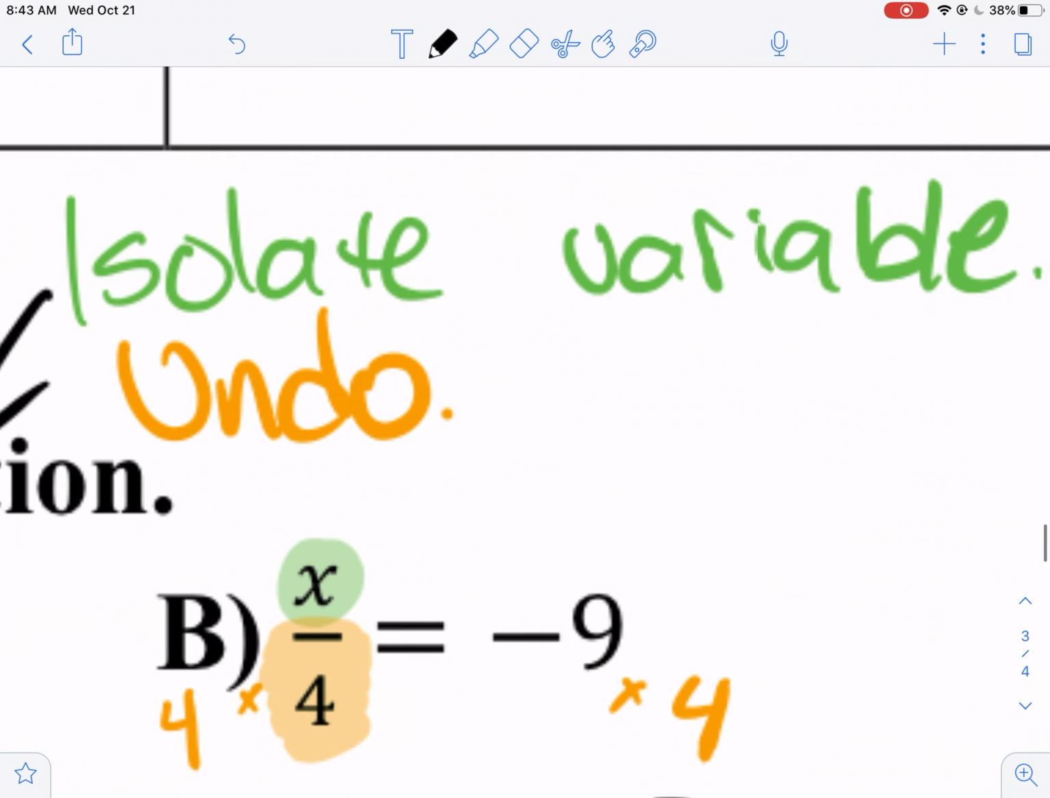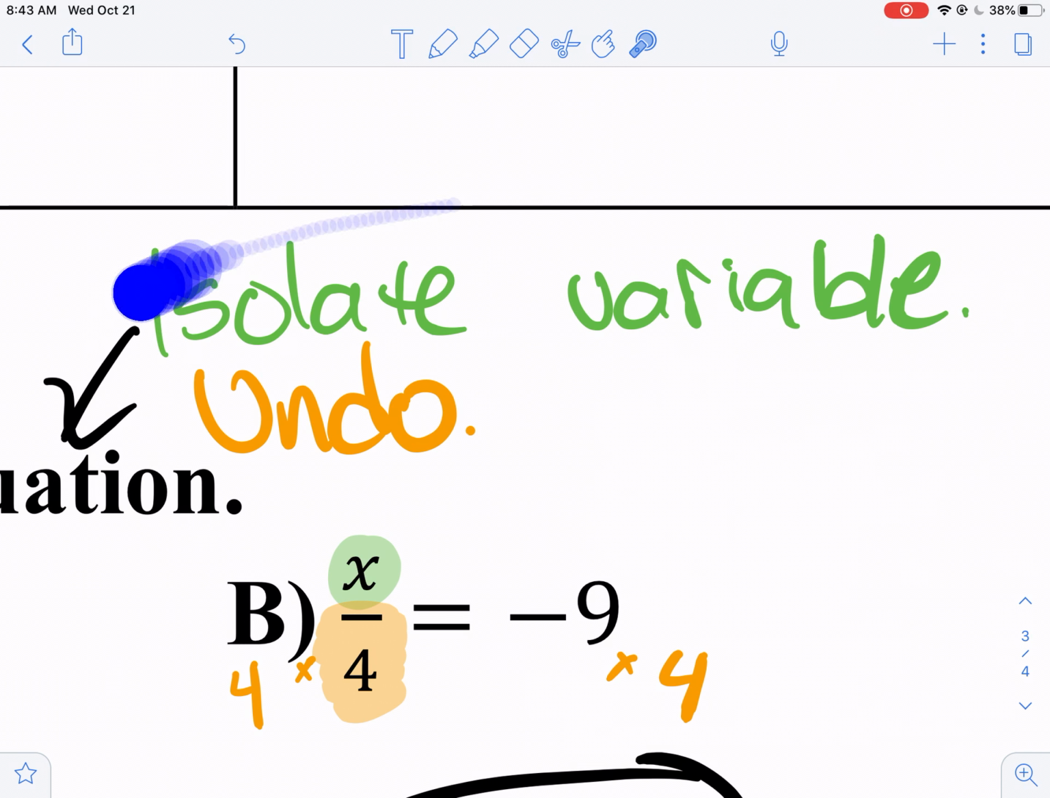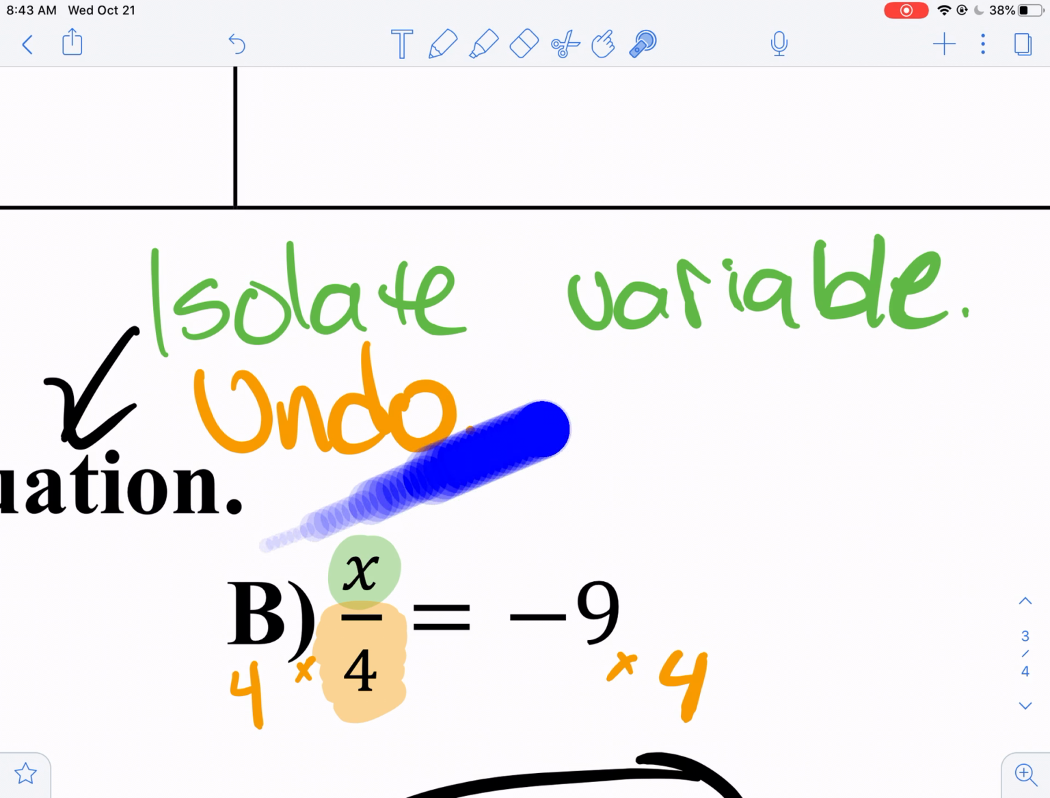Awesome. Key idea is right here. You need to get the variable all by itself, so undo what's happening to the variable.